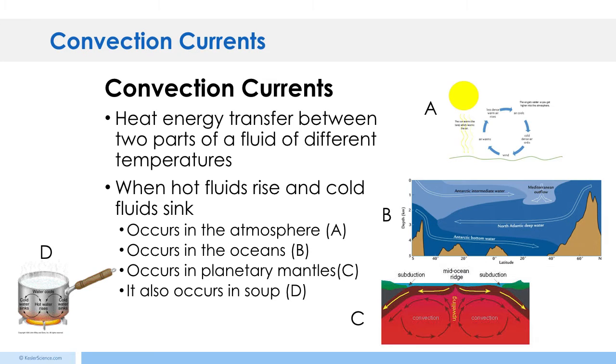We have 3 different places on Earth where we have convection currents. It happens in our atmosphere, in our oceans, and within our Earth's mantle, which we mentioned has to do with plate tectonics. It can also happen in a pot of soup or in boiling water with rice. We've all seen these before.